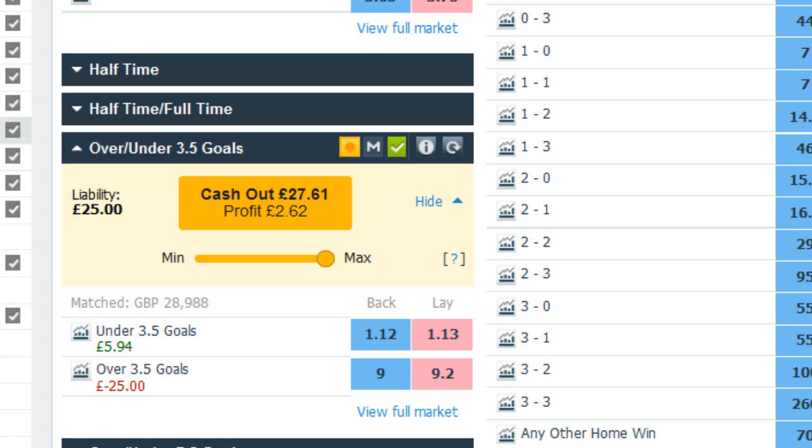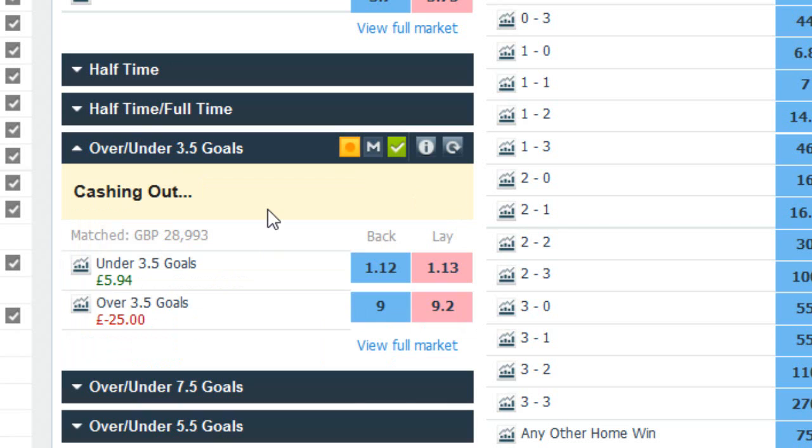Okay, well, it's now 20 minutes. I can cash out for £2.62, £2.64. That's more than a 10% return on investment, so I'm going to do that now. I'm not going to risk staying in too long.